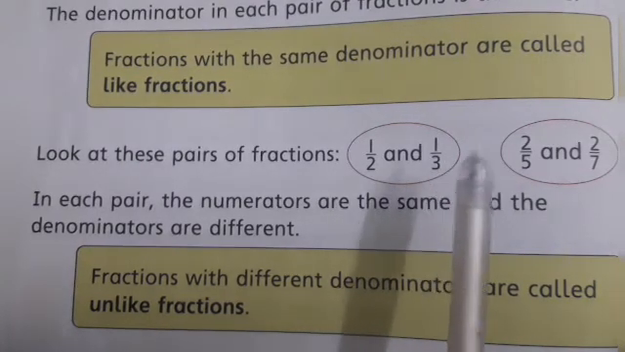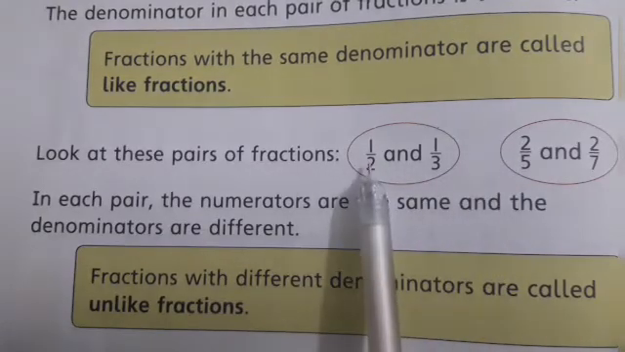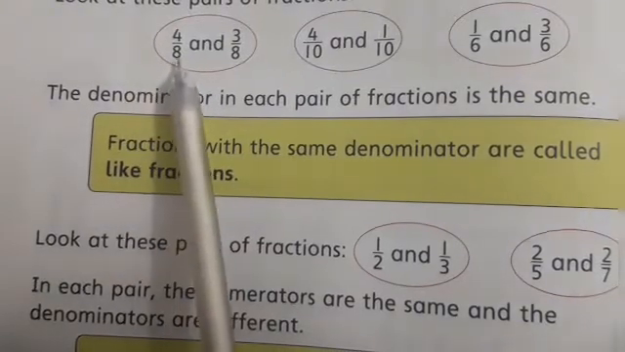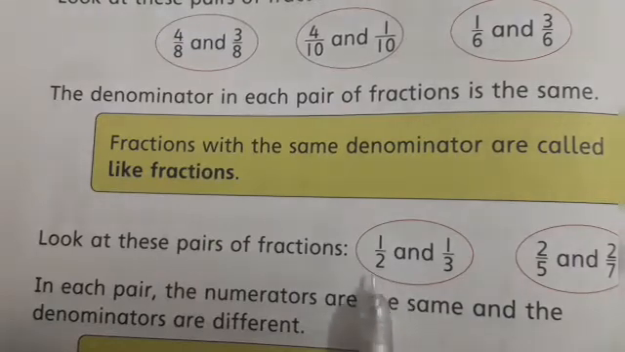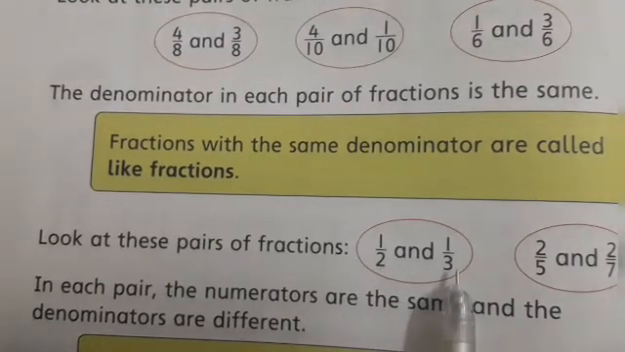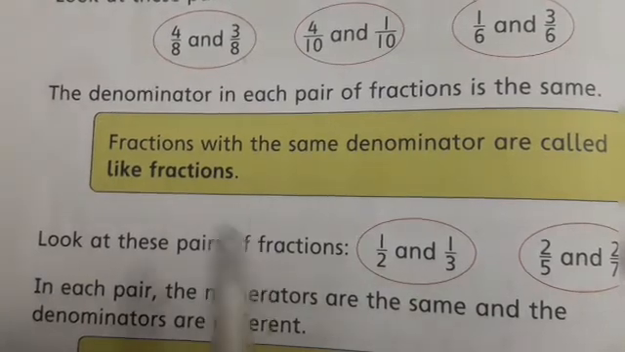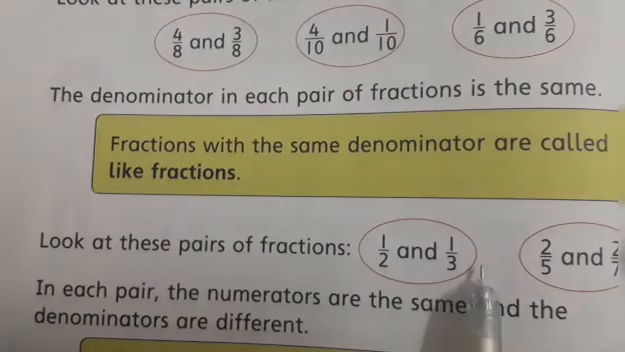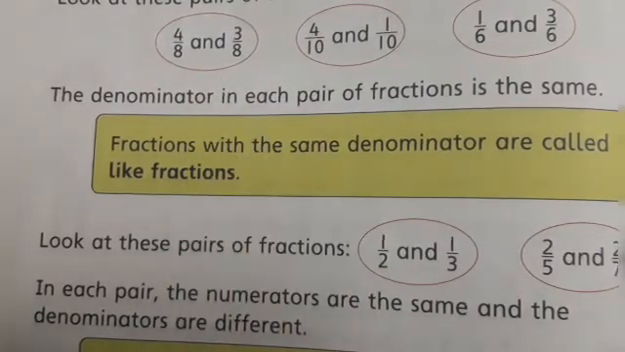So students, you have to just remember, if the denominators are the same, this is a like fraction, and if the denominators are different, this is an unlike fraction. Just remember two things. Denominators are the same, so like fractions. Denominators are different, so unlike fractions. Just remember these two points.